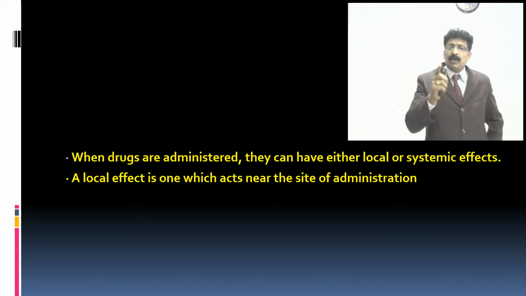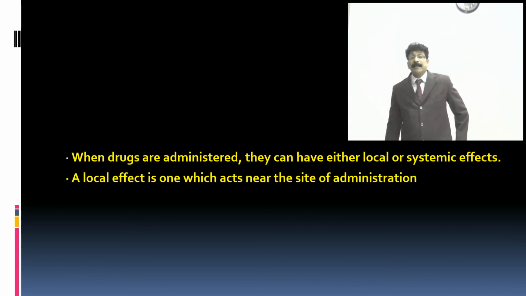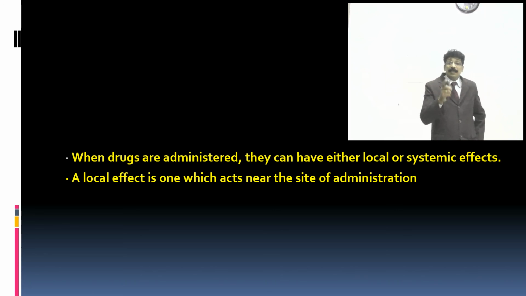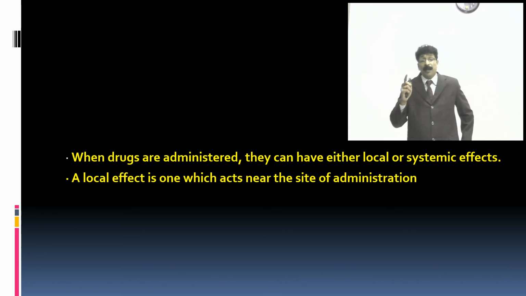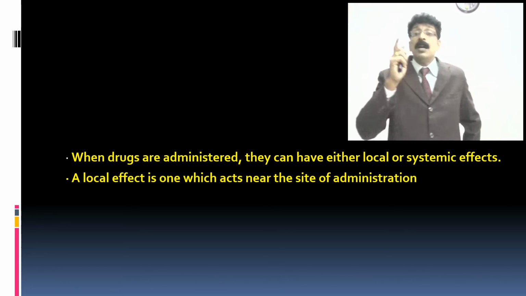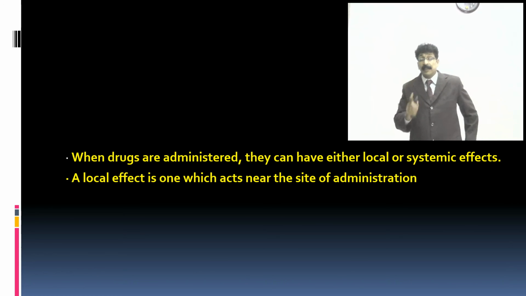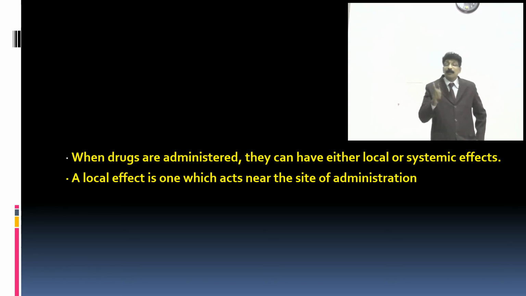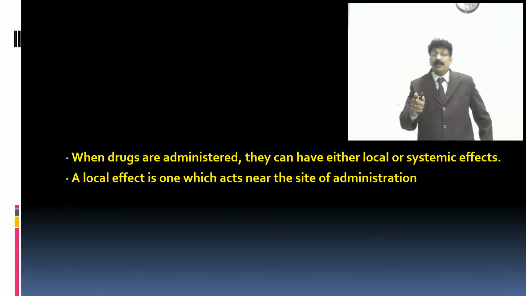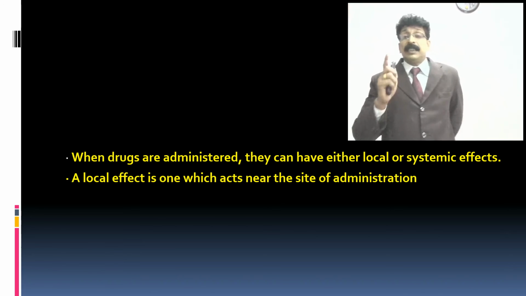Systemic effect means you give the drug through maybe the rectum, vagina, injection or oral route, it is absorbed and enters the systemic circulation, and then it reaches the site of action. That is called systemic effect. So whether a drug has a systemic or a direct effect is very simple.